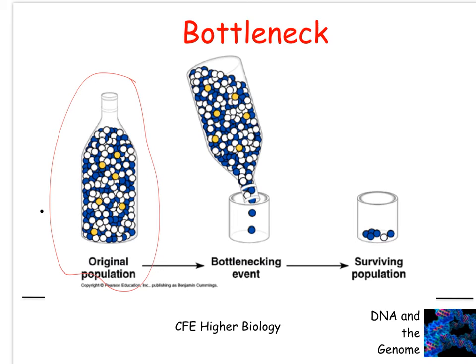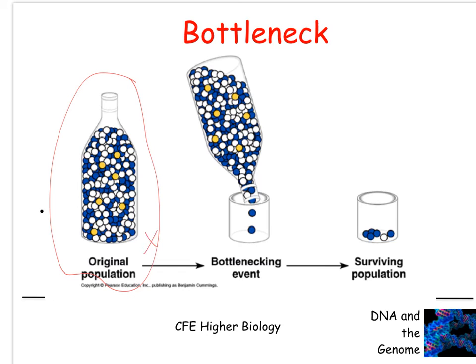And what happens is you have this earthquake and it wipes out a large number of the population. And if the surviving population is very small, it may have lost much of the genetic variation needed to adapt to future changes. And such a population is said to suffer from this bottleneck effect.